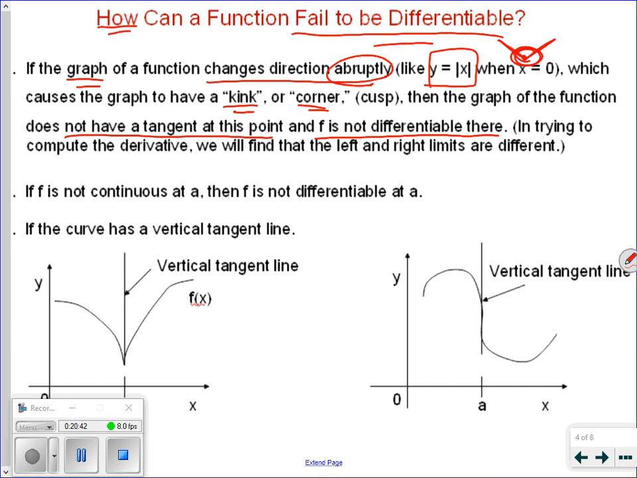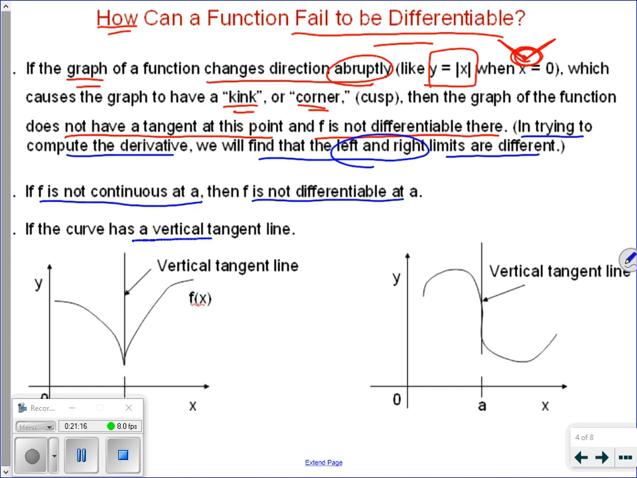Whenever you actually try to do the definition of a derivative and compute it, you'll find that the left and right limits aren't the same. They're different. So that's one way that it's not differentiable. If f is not continuous at a, then f is not differentiable at a. So if there's some jump discontinuity, then the function is not continuous at that point.